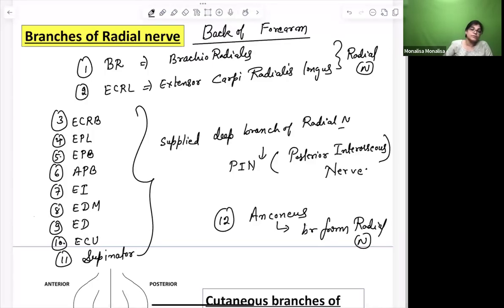So most of the muscles are supplied by the deep branch of the radial nerve, the PIN, posterior interosseous nerve. So: extensor carpi radialis brevis, extensor pollicis longus, extensor pollicis brevis, abductor pollicis longus, extensor indicis for the index finger, EDM for digiti minimi for the little finger, ECU for extensor carpi ulnaris, and supinator. All these muscles are supplied by the deep branch of the radial nerve.